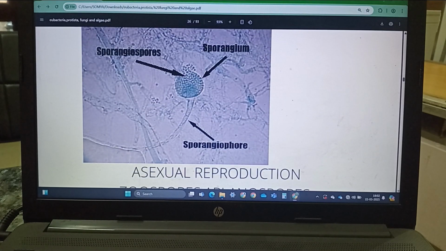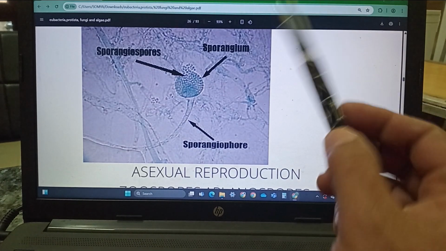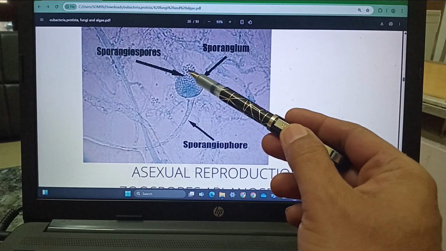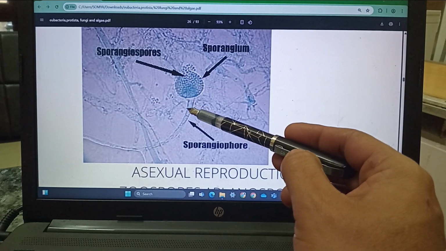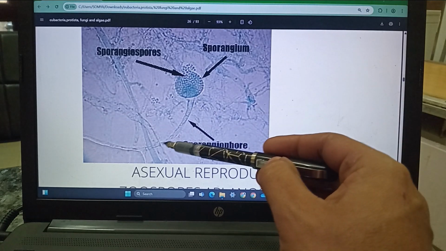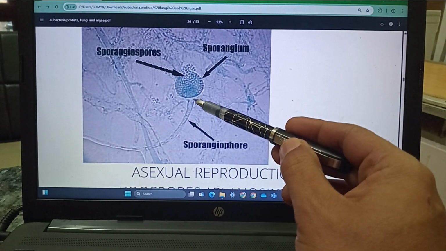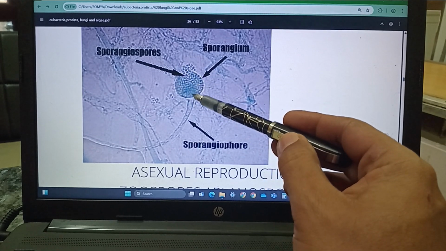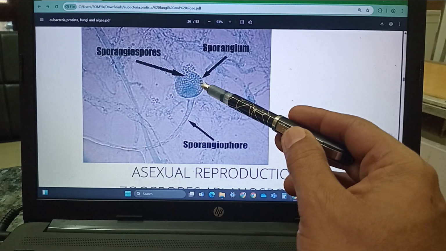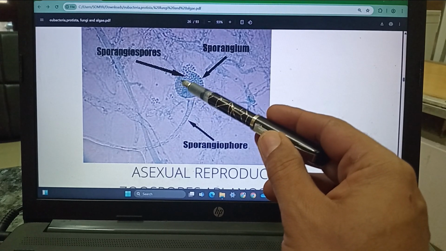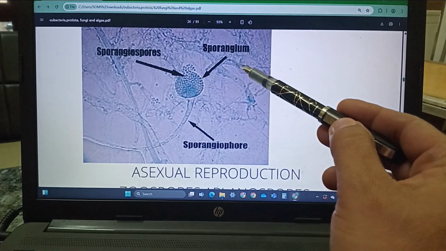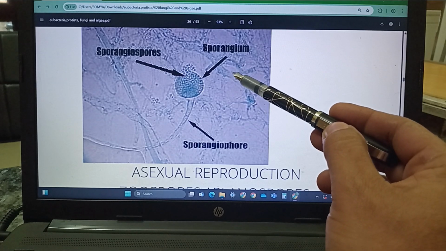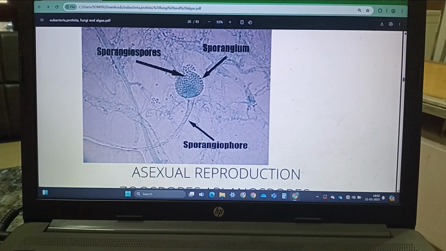The asexual reproduction also takes place by spores. Here we are seeing the sporangiospores. The sporangiospores are produced on a structure called sporangiophore. There is the sporangium, and this is the columella. In them there are sporangiospores. The sporangiospores can be of two types: zoospores when they are motile, and aplanospores when they are non-motile.